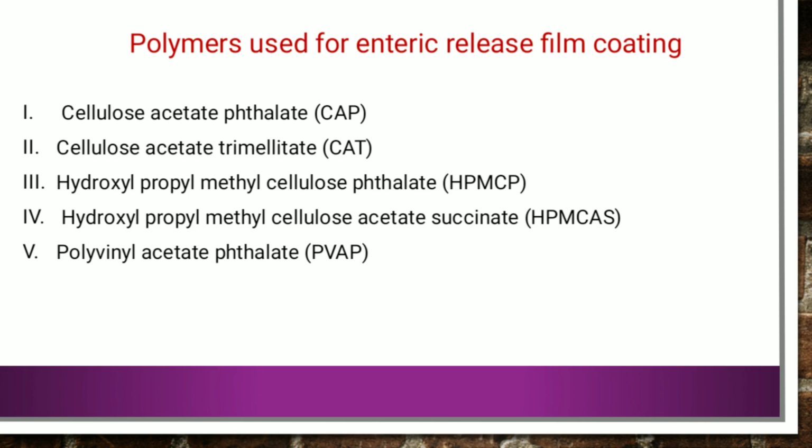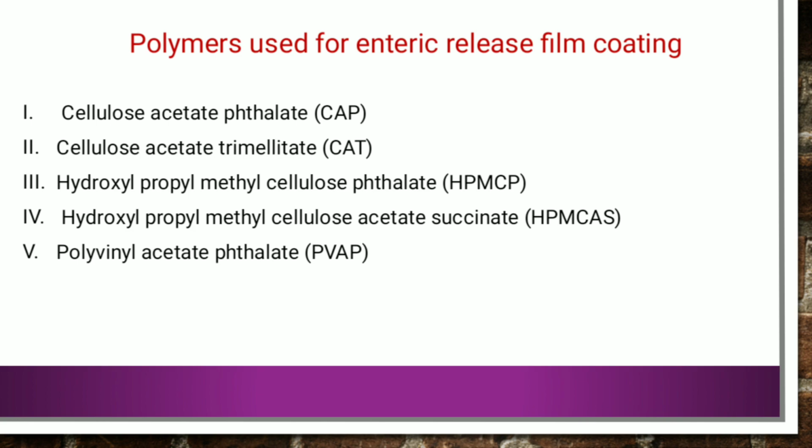Then the next one is cellulose acetate trimellitate, that is CAT. Chemically, this polymer bears a strong resemblance to that of CAP. It is formed by the same synthetic process as CAP with trimellitic anhydride as the substitute group in place of phthalic anhydride. Then it is commercially available as a white powder from Eastman Chemical Company.